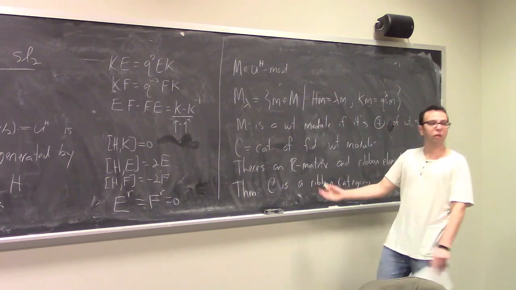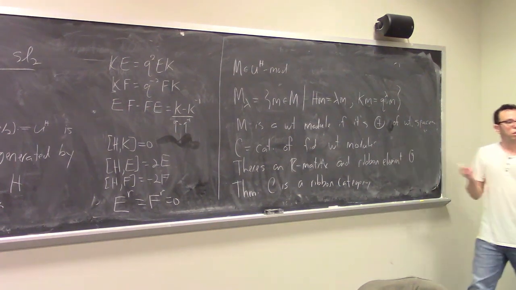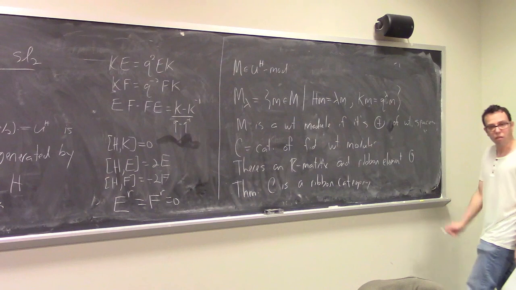So it's a monoidal category. You can tensor representations. You can take duals. There's a braiding. So V tensor W is isomorphic to W tensor V using this R matrix. And so it's kind of as good as you could get.